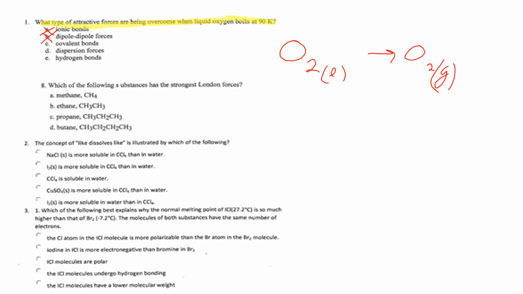Covalent bonds. When you're going through a phase transition, changing something from a solid to a liquid or a liquid to a gas, you're not changing the covalent bonds. Remember, the covalent bonds are within a molecule, intra. I'm not changing the bonds when we go from a liquid to a gas, so we can rule out covalent bonds there.